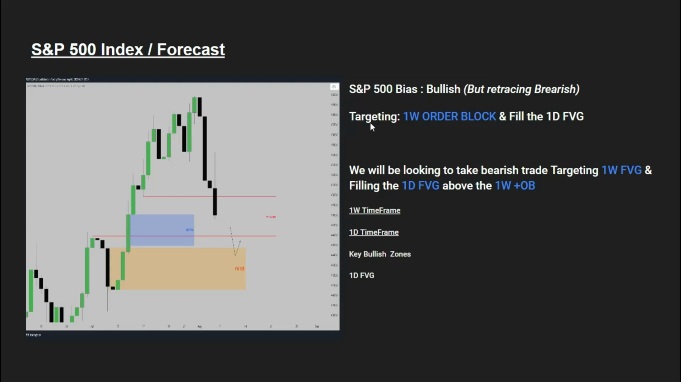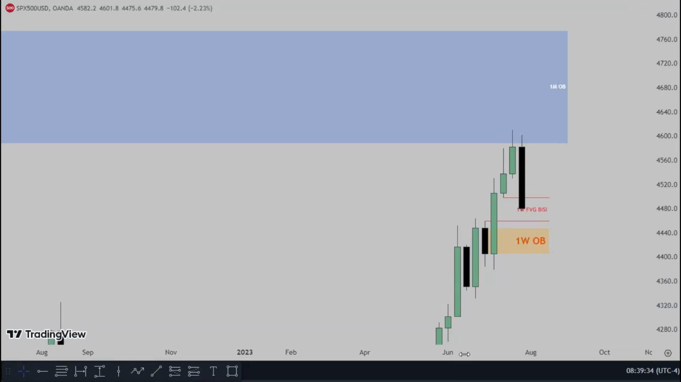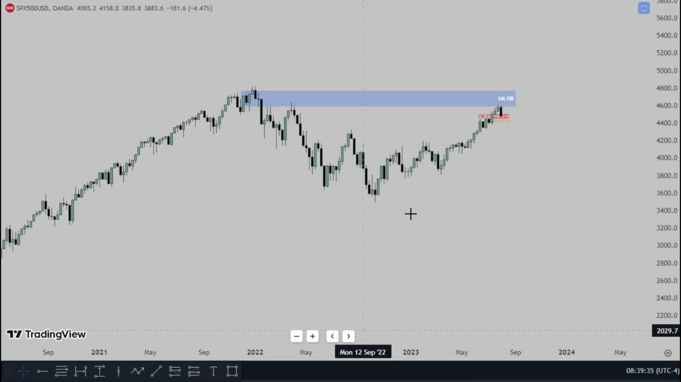And our target will be the 1 week order block to be filled. I'm expecting price to react off these 3 key zones right here. We've got the weekly fair value gap, or let me just explain this within a clear chart. Okay, right now we're on S&P 500 on the weekly time frame.